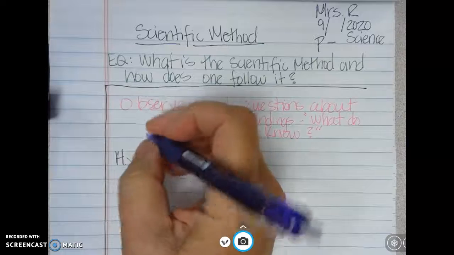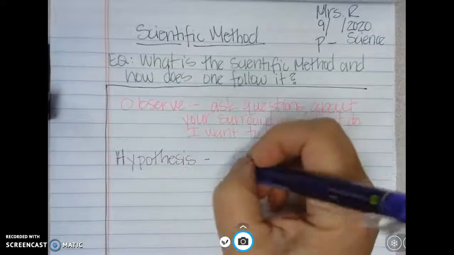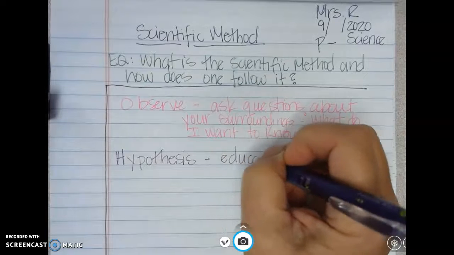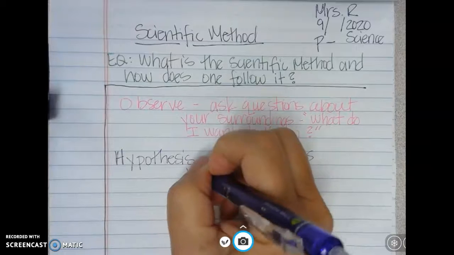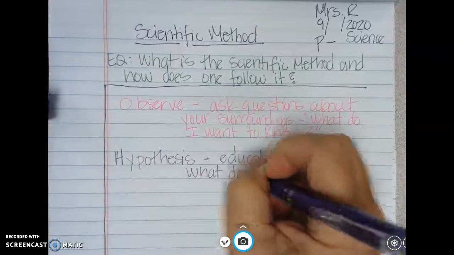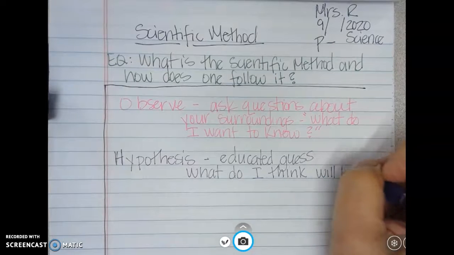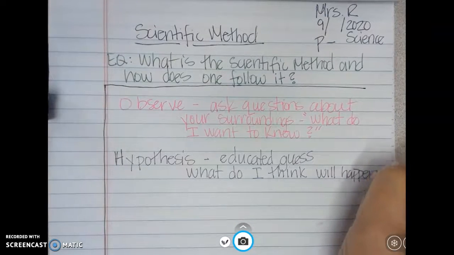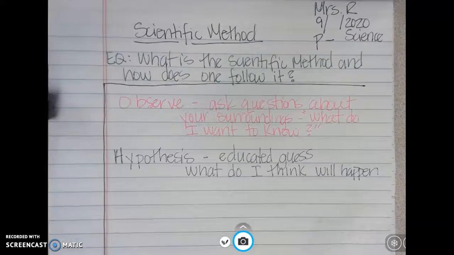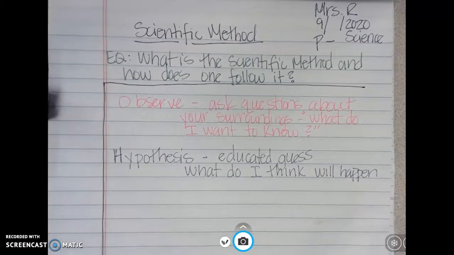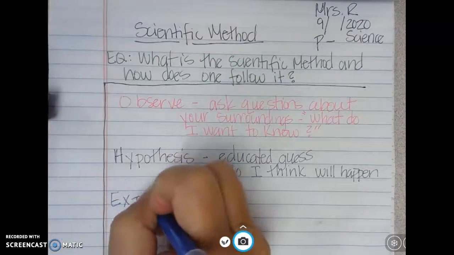And a hypothesis is just an educated guess. What you think will happen. What do you think will happen? What do I think will happen? So after you've observed and you've come up with a question to ask, then you hypothesize. When you're done hypothesizing, then you do your experiment. So E stands for experiment.